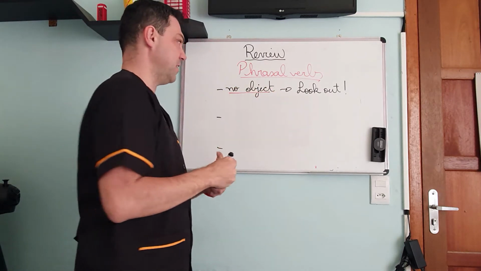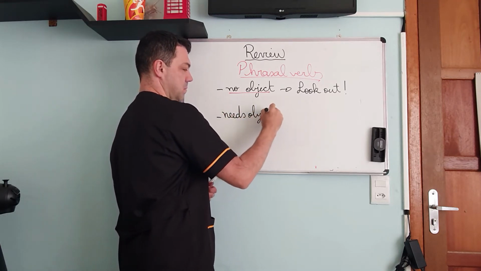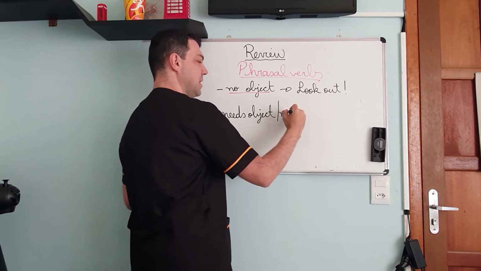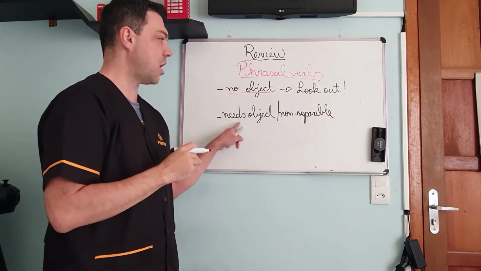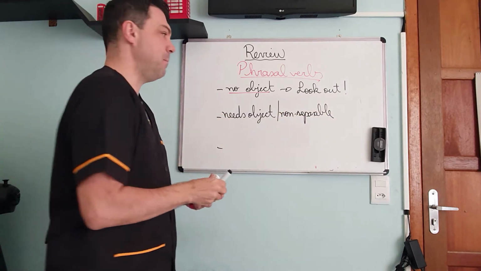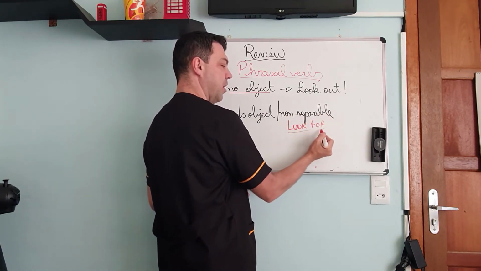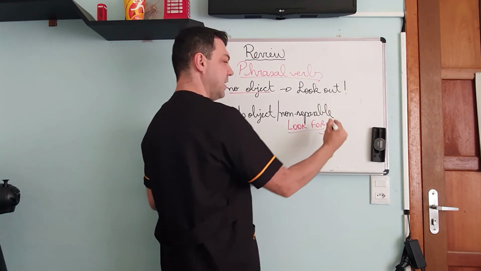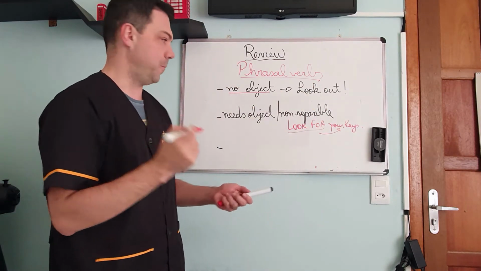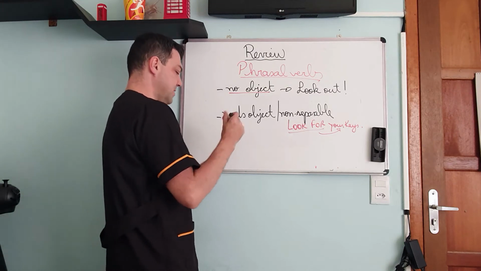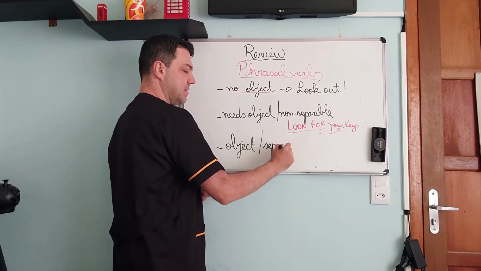The second kind of phrasal verb is the one that needs an object, but can't be separated. It's non-separable. It needs an object, but it's non-separable. For example, I can give you the phrasal verb look for, because when you look for something or you look for somebody. So, look for your keys. Yes? Simple.